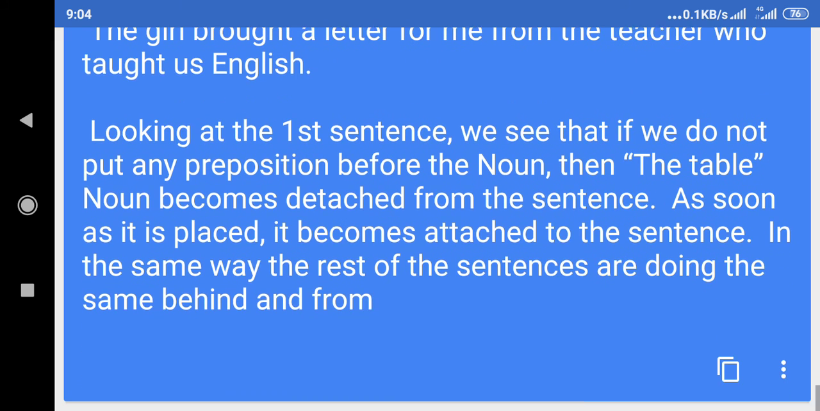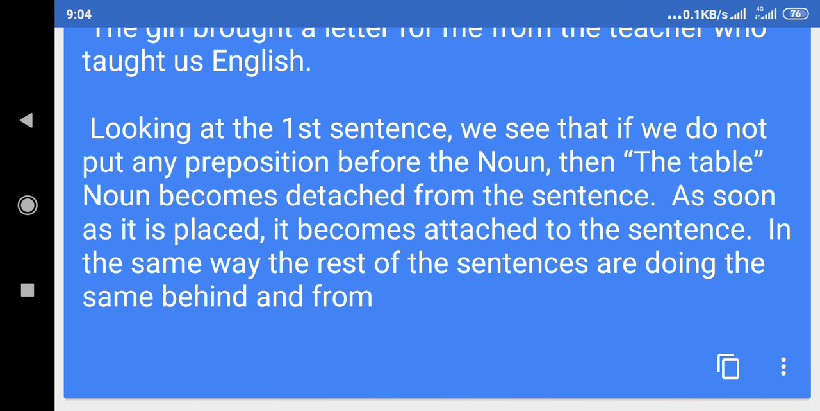Looking at the first sentence, we see that if we do not put any preposition before the noun, then the noun table becomes detached from the sentence. As soon as it is placed, it becomes attached to the sentence. In the same way, the rest of the sentences are doing the same with behind and from.